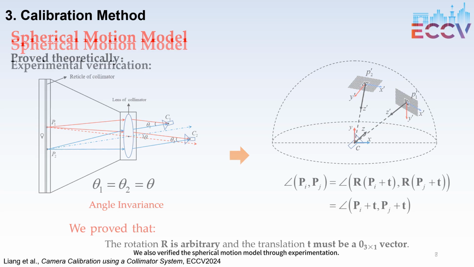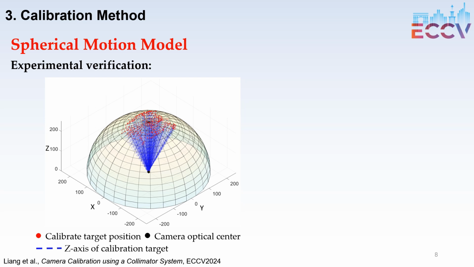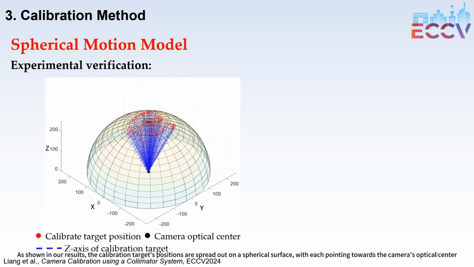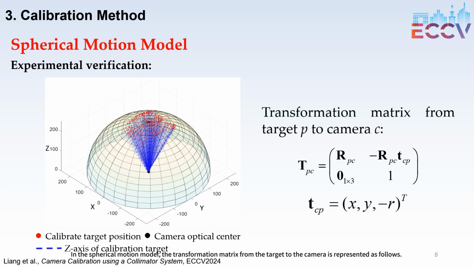We also verified the spherical motion model through experimentation. A calibrated camera is used to capture several images of the target in the collimator. Then we applied the PnP solver to find the target's position and orientation relative to the camera. As shown in our results, the calibration target's positions are spread out on a spherical surface, with each pointing towards the camera's optical center. In the spherical motion model, the transformation matrix from the target to the camera is represented as follows. Here, TCP denotes the position of the camera in the calibrated target coordinate system, which is a fixed value.